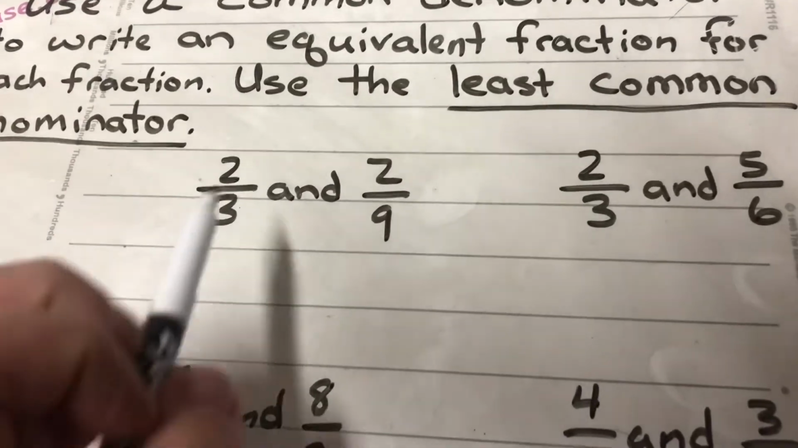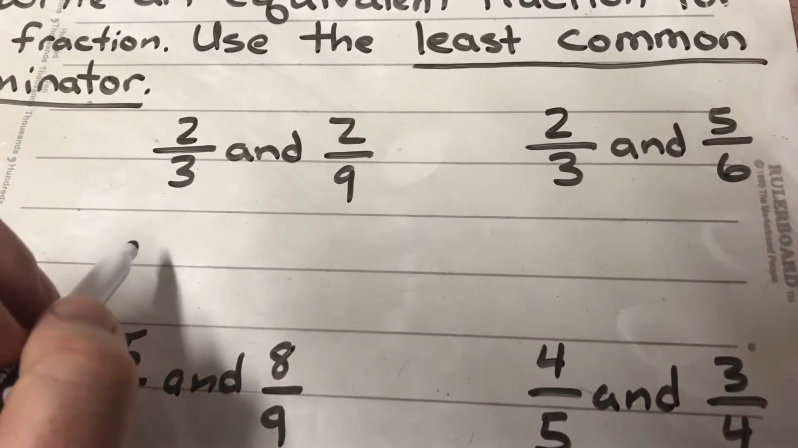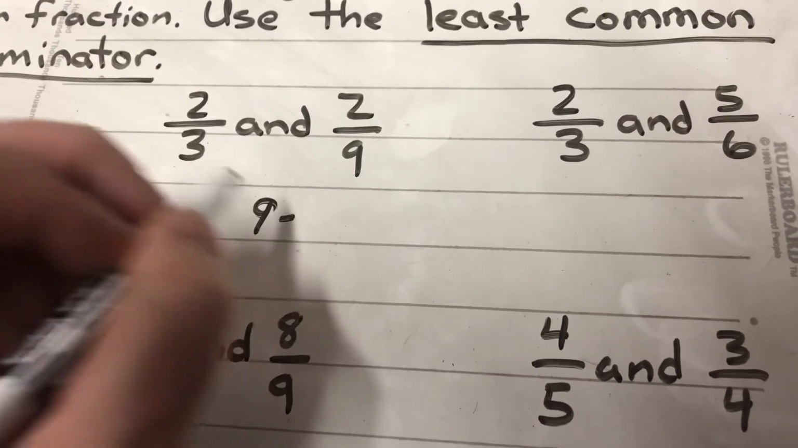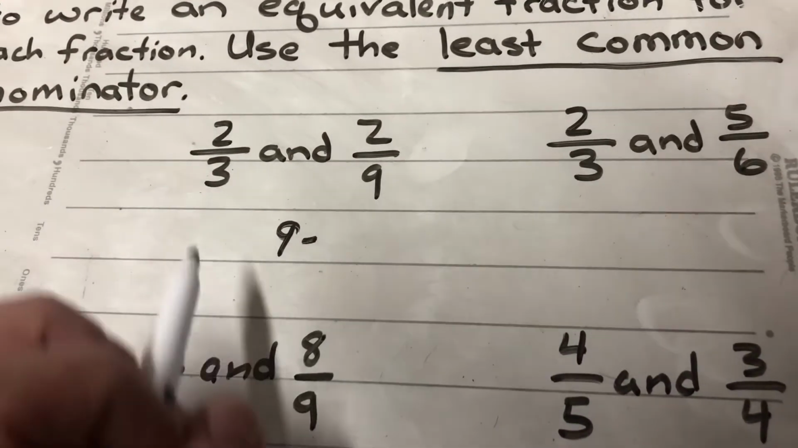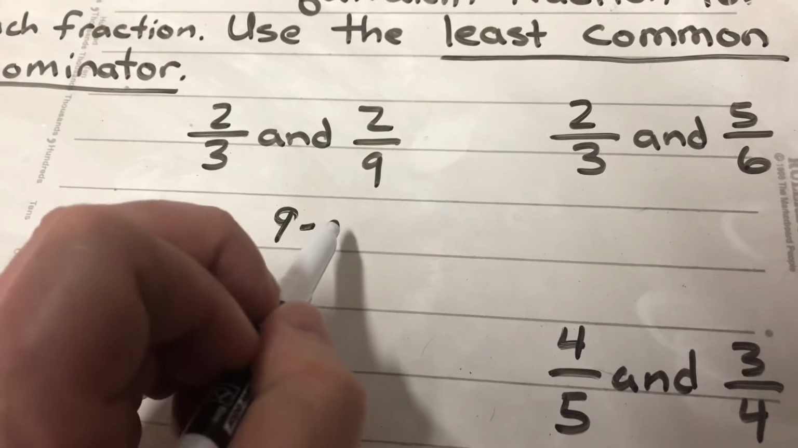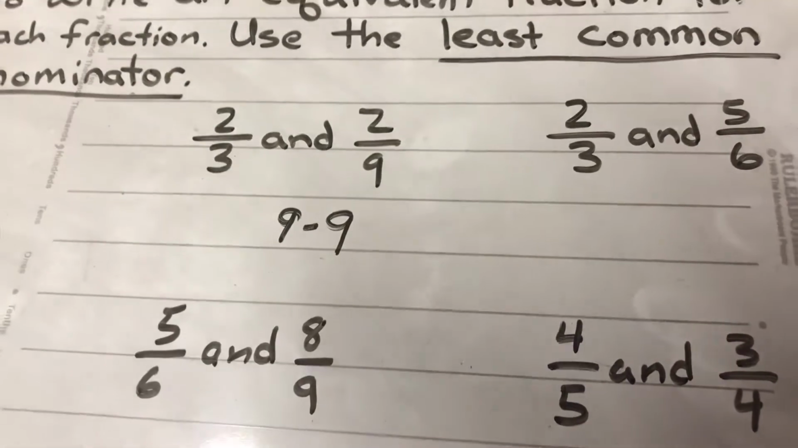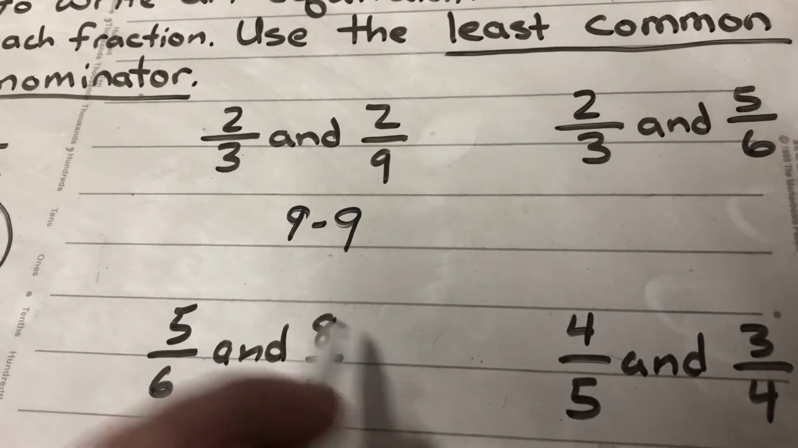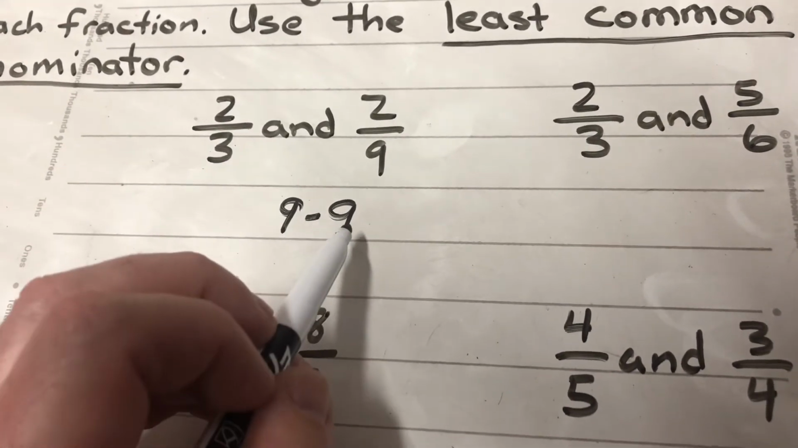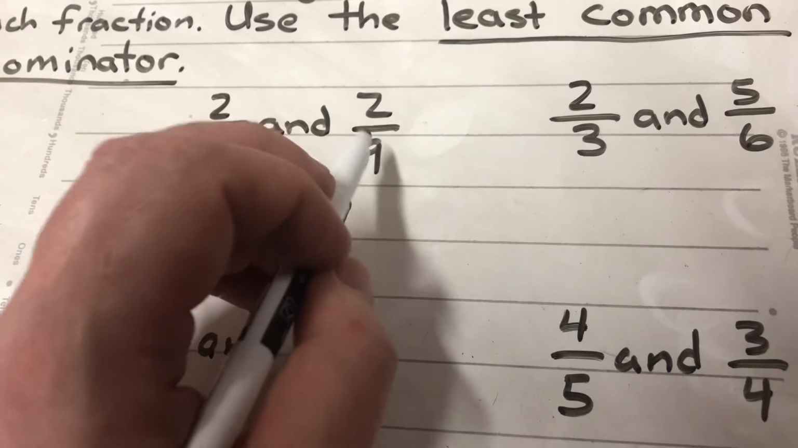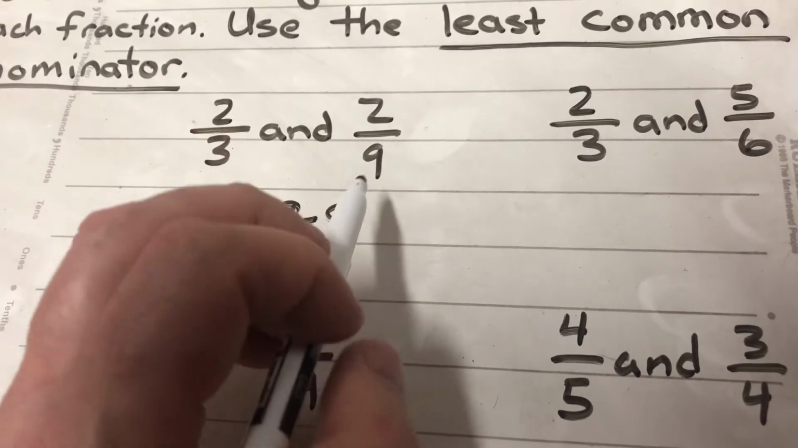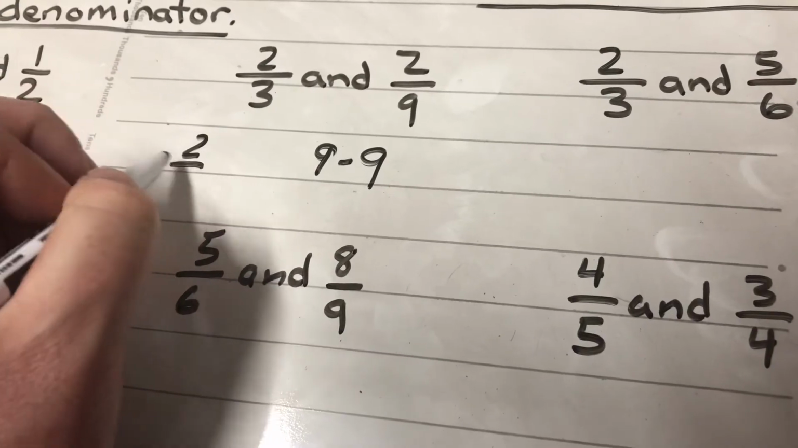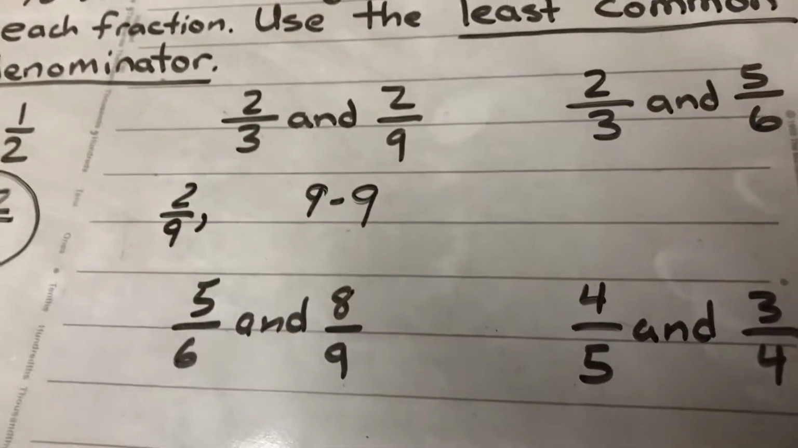Here I have 2/3 and 2/9. Well, the bigger number is 9. So I'm going to think about what the multiples of 9 are. Well, 9 times 1 is 9. Can 3 evenly go into 9? Well, yes, it can, because I know that 3 times 3 makes 9. So 2 over 9, I know that's going to stay the same because the least common denominator is 9. So I can write down 2 over 9 as one of them.